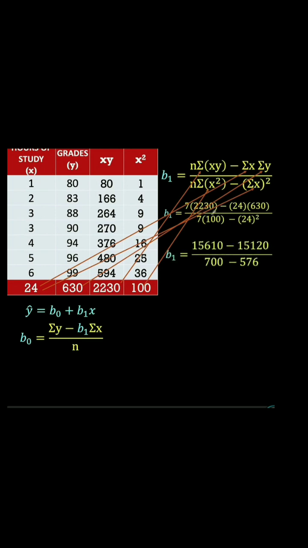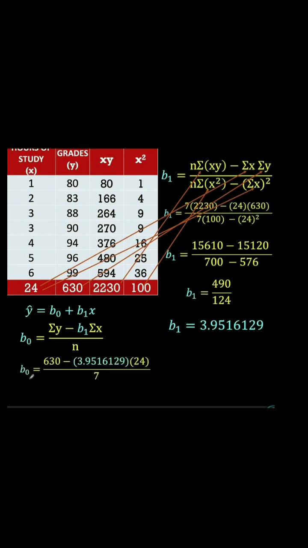7 times 2230 is 15,610. 24 times 630 is 15,120. 7 times 100 is 700. The square of 24 is 576. Subtract the numerator and subtract the denominator, and divide the results to arrive at b sub 1 equals 3.9516129. As much as possible, we do not want to round off this value because we are still going to use this in our computation for b naught. So this is now our slope.